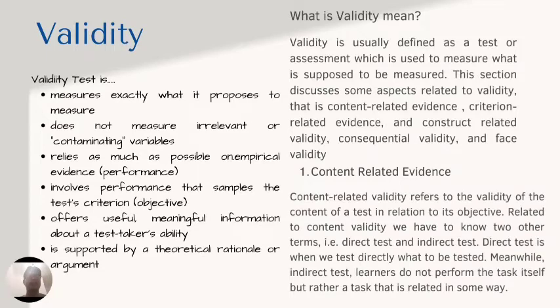The next is validity. What does validity mean? Validity is usually defined as a test or assessment which is used to measure what is supposed to be measured. This section discusses some aspects related to validity, that is content-related evidence, criterion-related evidence, construct-related validity, consequential validity, and face validity.